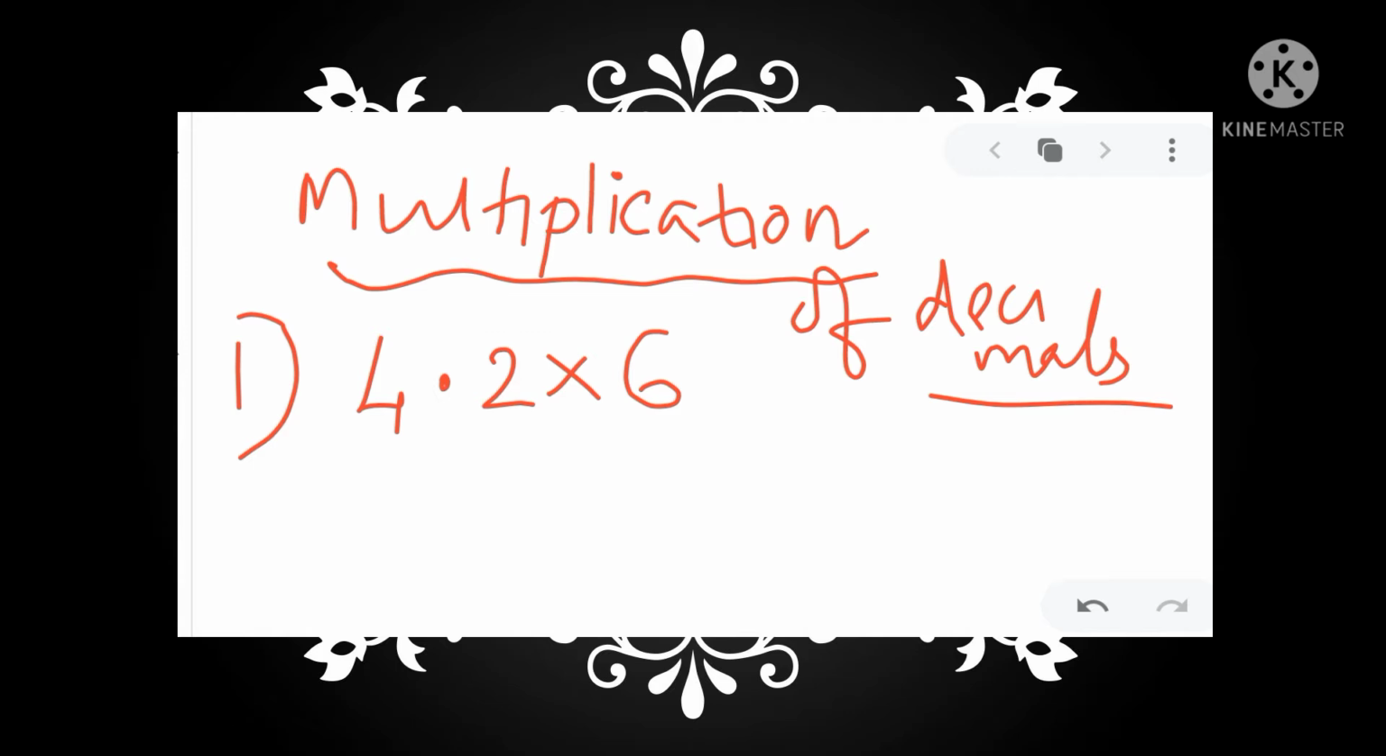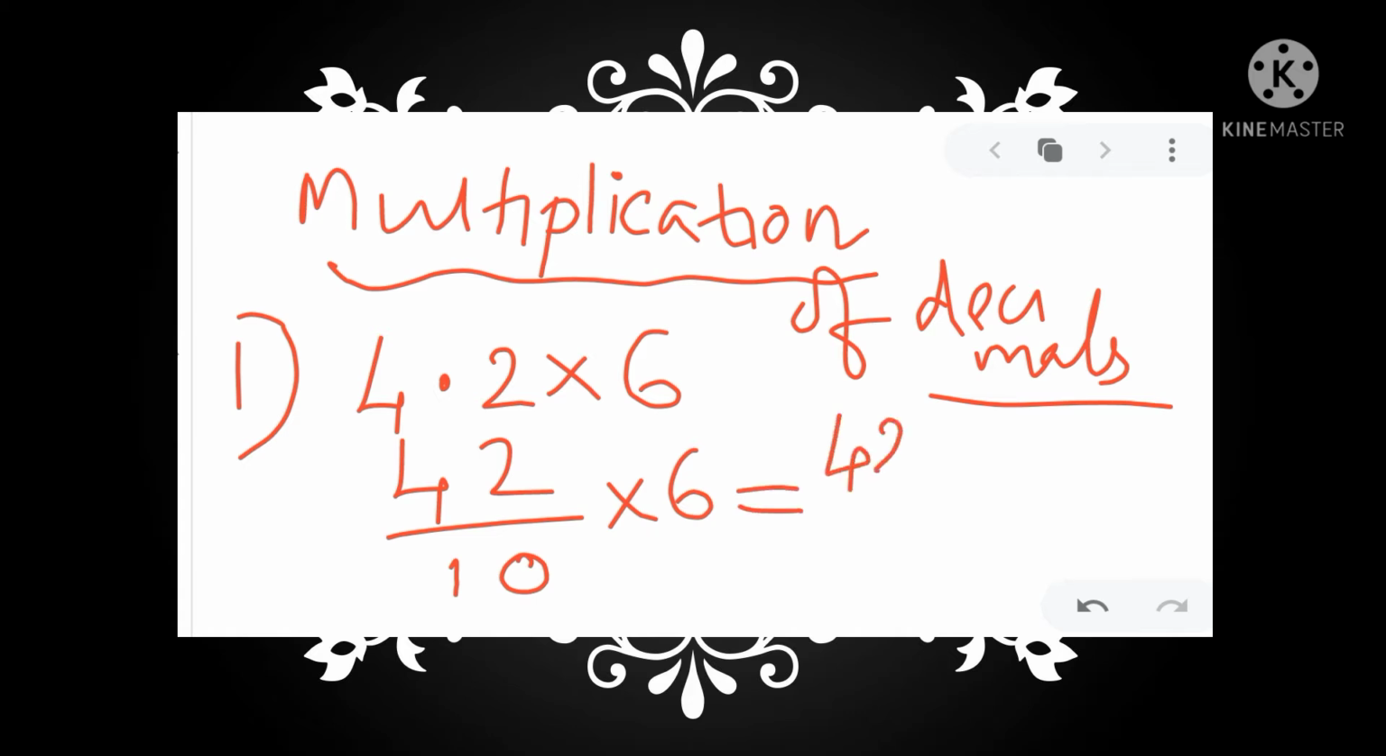Here 4.2 is a decimal number and 6 is not a decimal number. How can we multiply this one? 4.2 can be written as 42 by 10 into 6. Then it can be written as 42 into 6 by 10. Then without cancelling, we want to multiply the numerators. That is 42 into 6. 6 2s are 12. 4 6s are 24 plus 1, 25. So it is 252 by 10.